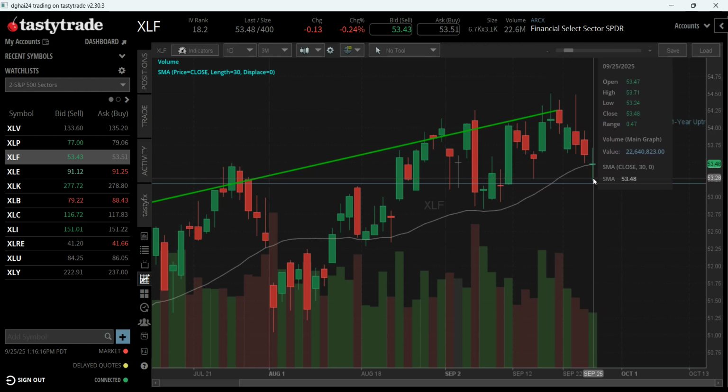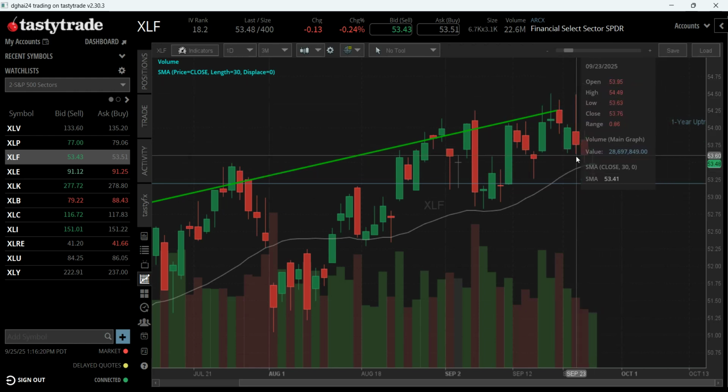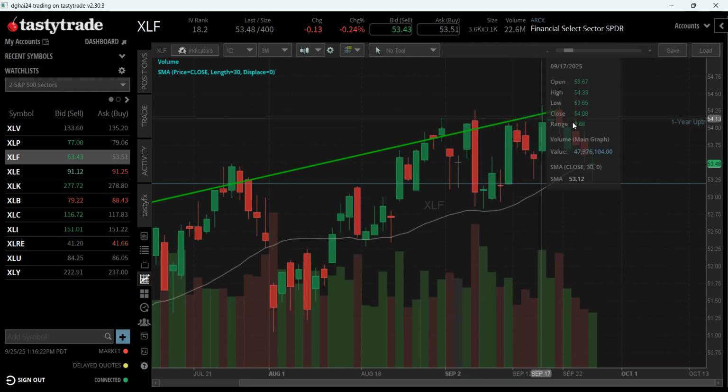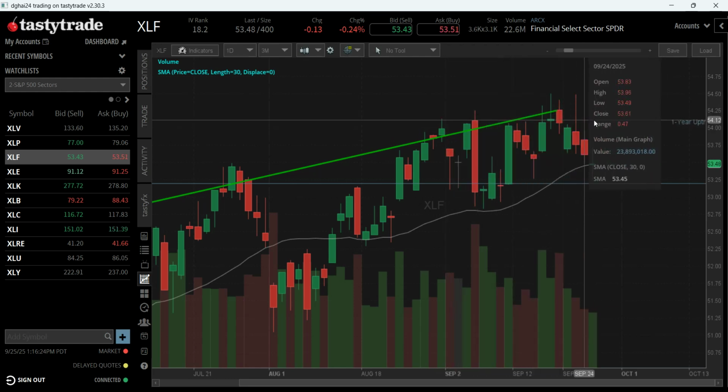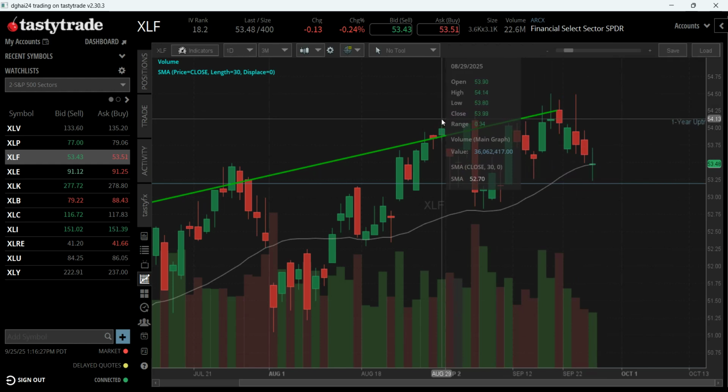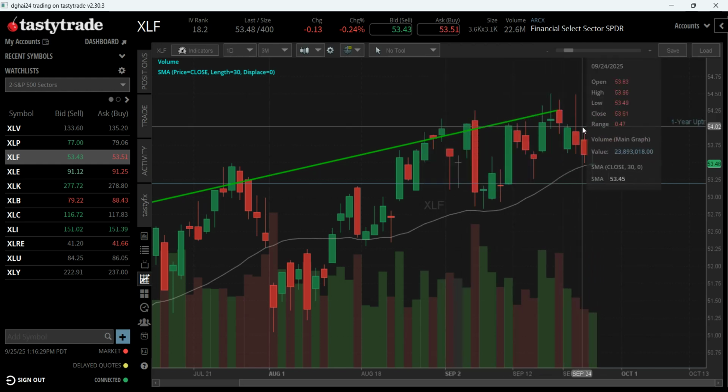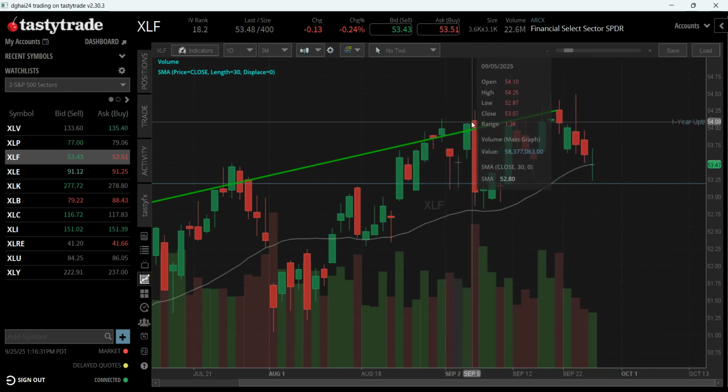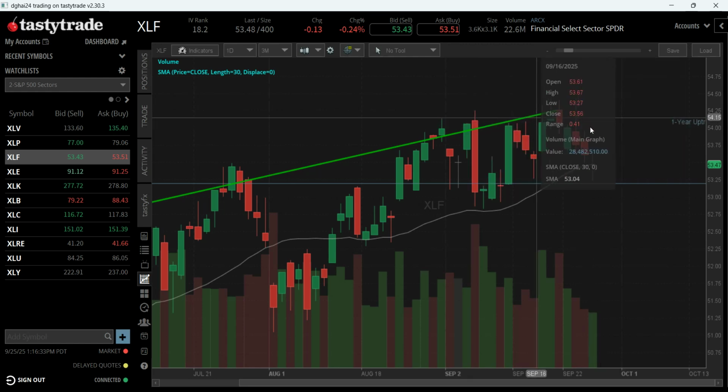So if it goes above today's high of 53.71, we could get in and we would trade it to some higher target. But I'm not too excited about it. There's still some resistance. It's failed to break through on volume. And so we'll see.